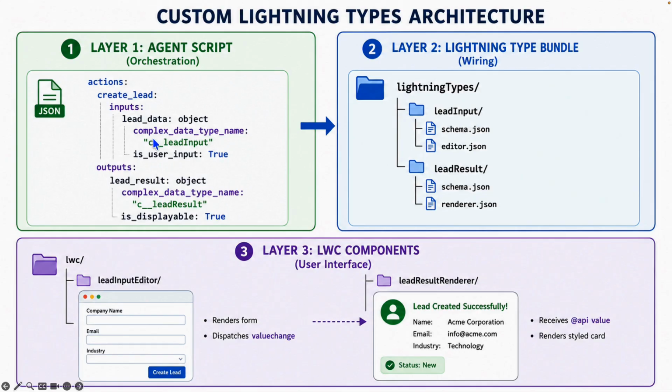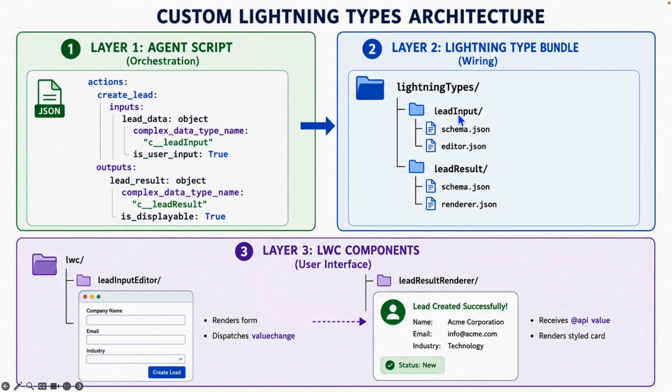Here you have to specify the complex data type, and you have to make sure that you are also setting is user input equal to true. Similarly, to display the output, you have to make sure that displayable output is equal to true, and you have to specify this complex data type. Again, this complex data type needs to be defined under the Apex. When we do the hands-on, I will explicitly show you where this particular complex data type needs to be defined with @invocable variable.